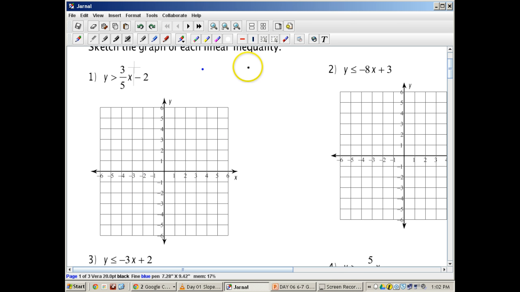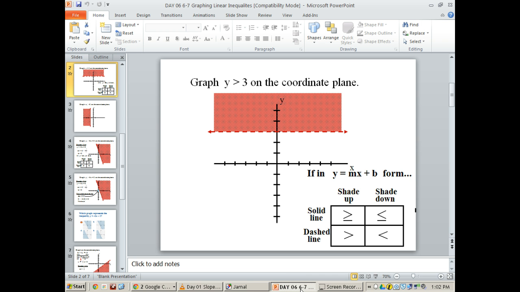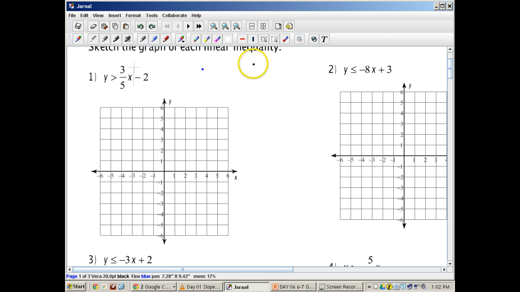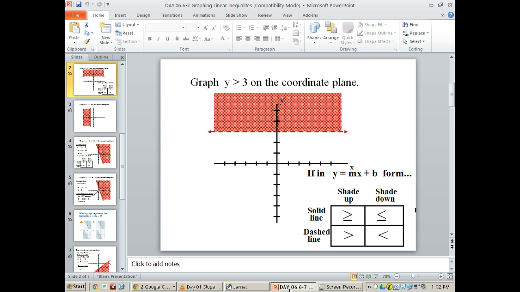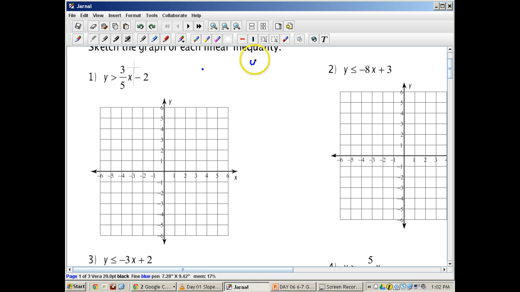Now, it also might be wise to, if you want to take the chart from here that we did, this chart, the shade up, shade down, solid, dashed, go ahead and write that onto the worksheet. So we have up, down, solid, and dashed.